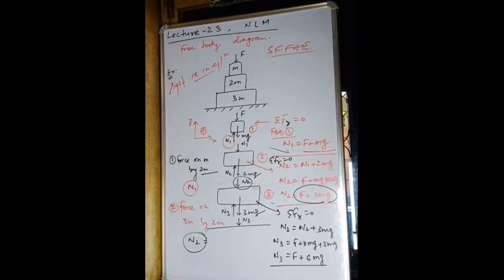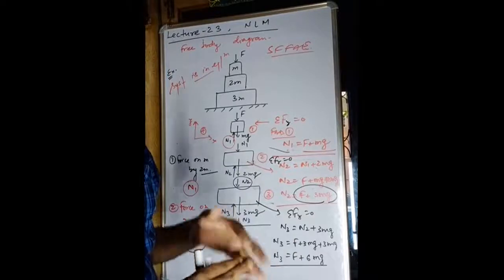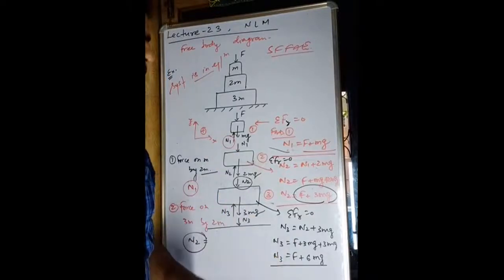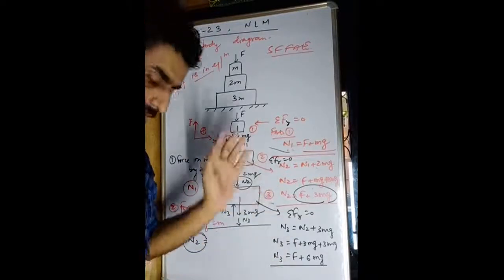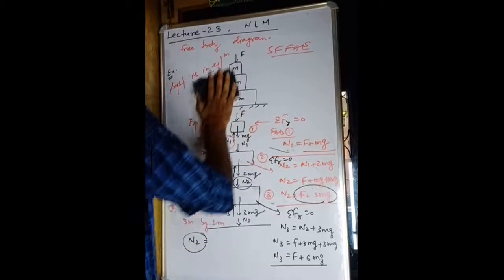Student, in NCERT, a question is given: 10 coins are arranged. What will be the force by the 6th coin over the 7th coin? What will be the force on the 4th coin by the 5th coin? I hope you can solve that type of question using this free body diagram concept. Now, let me change it a little bit.